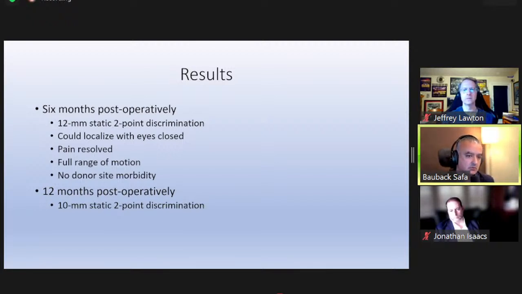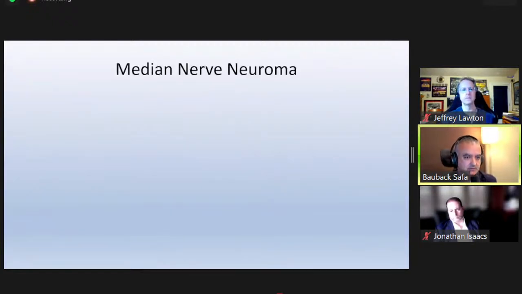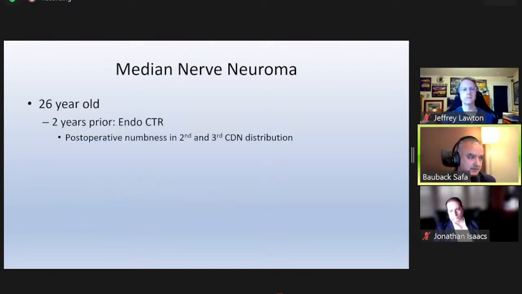Now, I want to show another case that's a little bit more extreme. This is a similar story: a 26-year-old guy who, 2 years prior to presentation, had an endoscopic carpal tunnel release. And again, he had immediate postoperative numbness in the distribution of two common digital nerves, now the second and third web spaces. Now, whenever you have immediate numbness post-op, that's not normal. Once your local anesthetic wears off, you should be concerned, or at least have a high index of suspicion that something may have happened. So sitting on this for 6 months or a year is not the right thing to do.